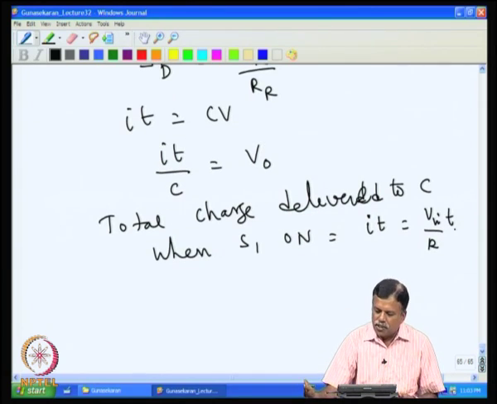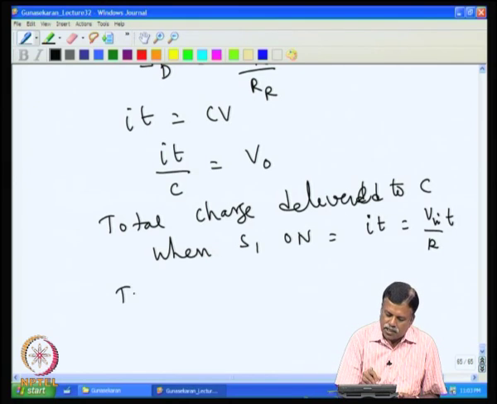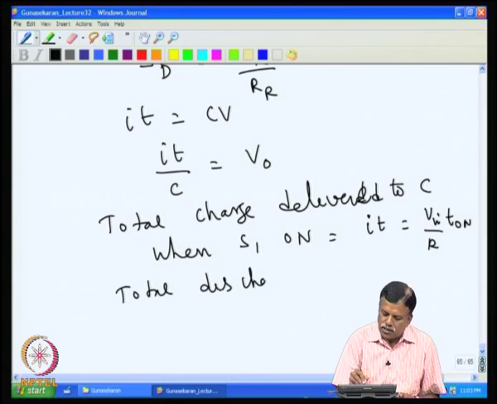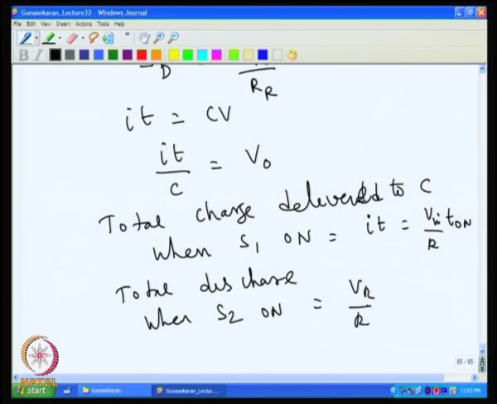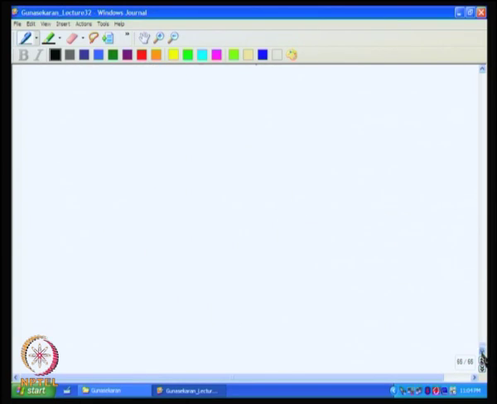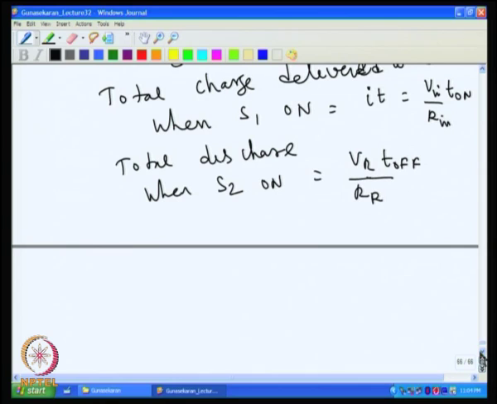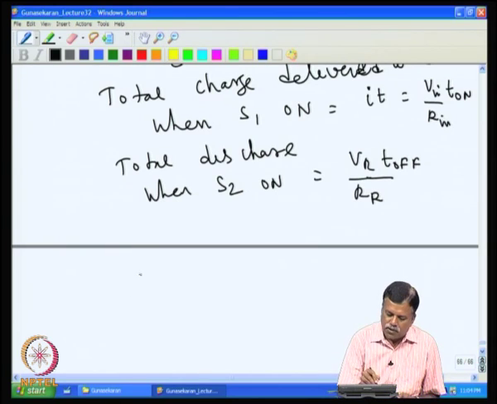So, that must be equal to the total amount of charge that left. So, total discharge current, total that this is my on time. So, total discharge is given as V reference by R into T off time, this is R, this is R in. So, these both must be equal. So, what we can do is equate these two, because total charge must be equal: total input charge must be equal to total output charge.